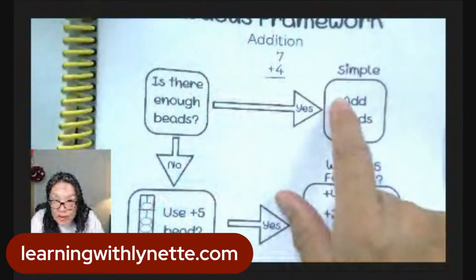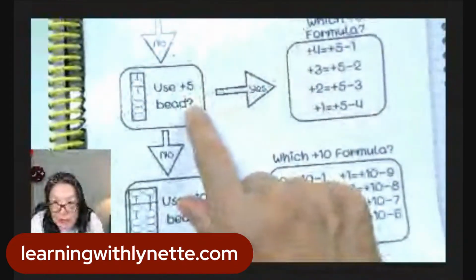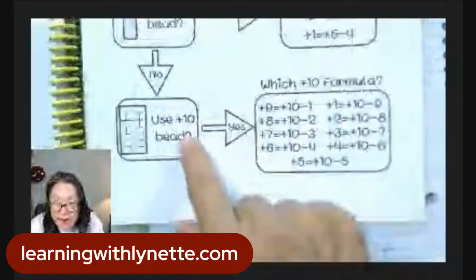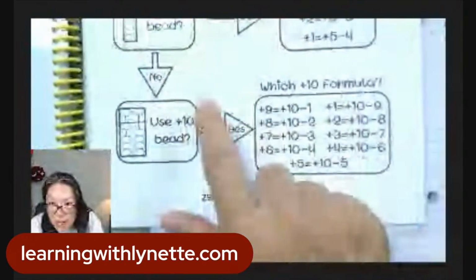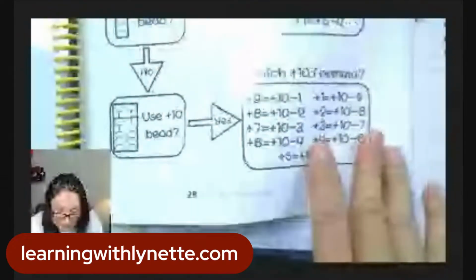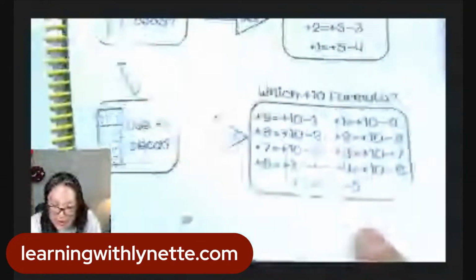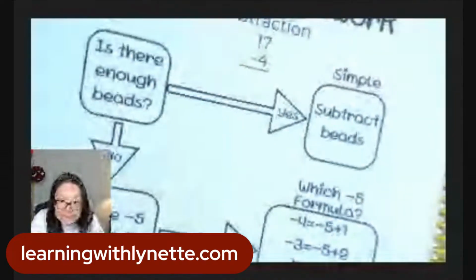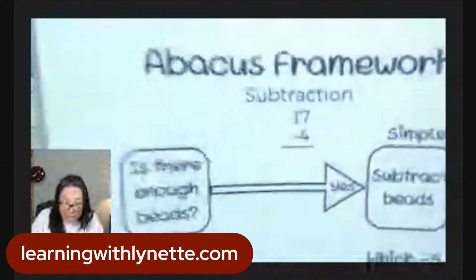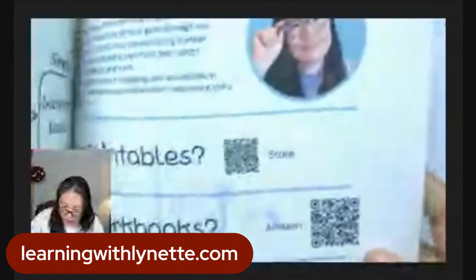Can you add the 4? Yes or no? Can you add the 5? Yes or no? Can you add the 10? Is always going to be yes, no matter what. If you can't do anything else, you'll always end up with the 10. That's it. And it's the same thing with the minus. So this is the adding, and then this is the subtracting. Yeah, and that's the subtracting. I really like this book. This is a very good book, I think.